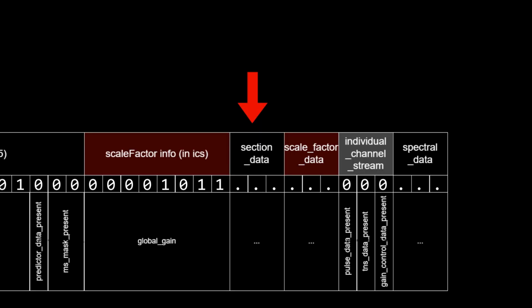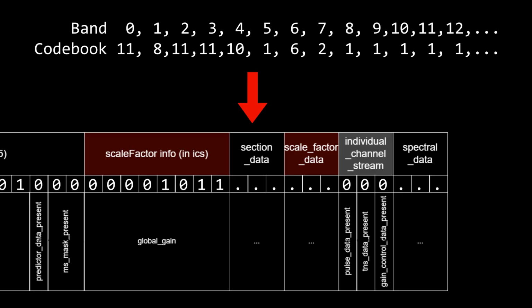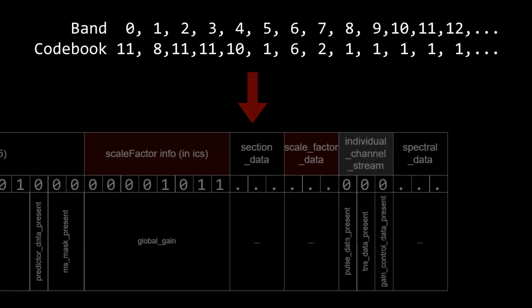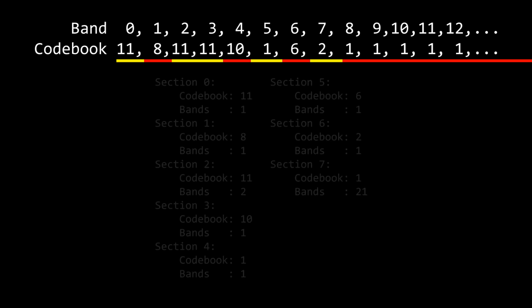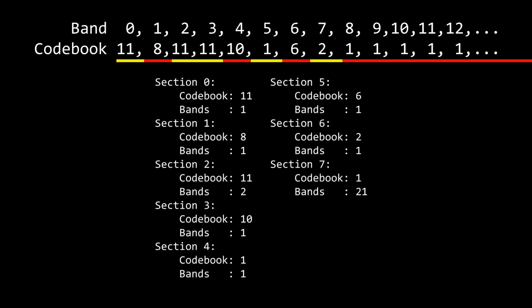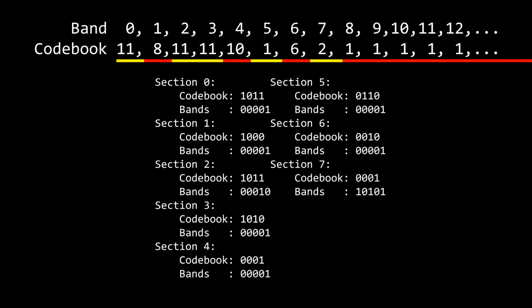Now, it's time to revisit the section data. This is where we will store which codebooks we used for each band. We will do this by grouping all consecutive bands that use the same codebook into sections. For each section, we will write the codebook ID with 4 bits, then the number of bands in the section with 5 bits. Finally, we will do the same but for the right speaker.